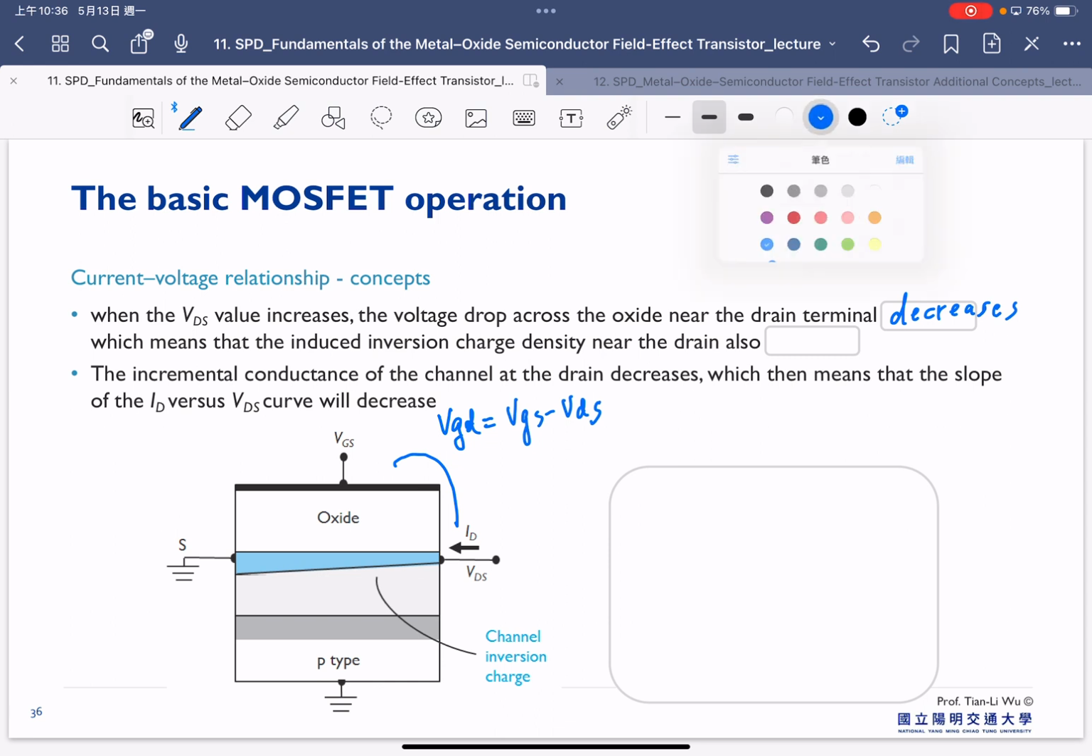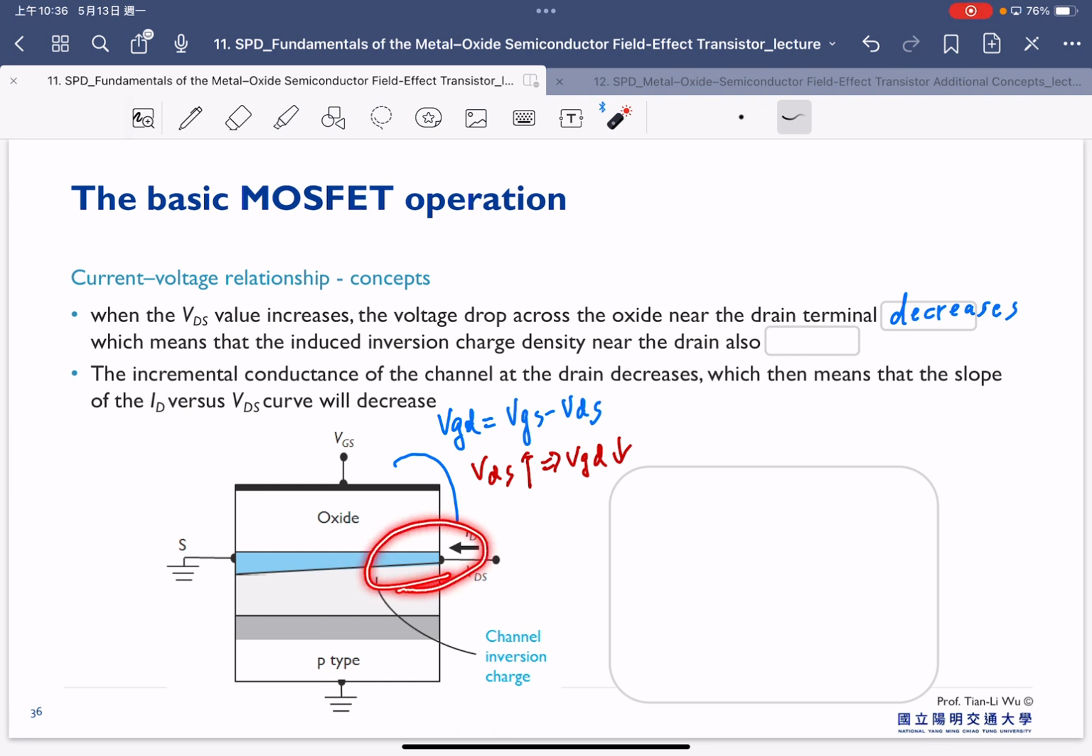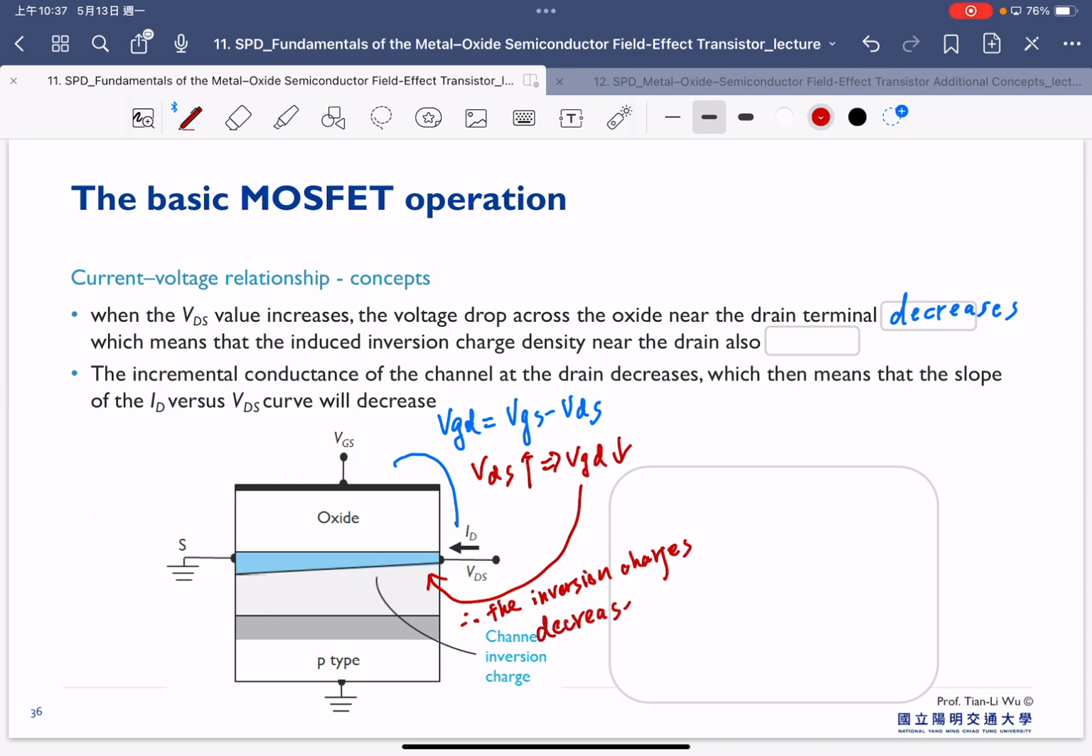But right now, if we increase VDS, for sure our VGD is decreased, and once the VGD decreases, that means the electron concentration in the channel, in the region close to the drain, will decrease as well. Therefore, the inversion charge decreases in the place which is near the drain terminal. We all know our conductance is related to the inversion charge, and right now we can see this part of the inversion charge is actually decreased.